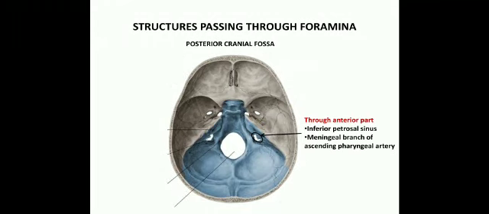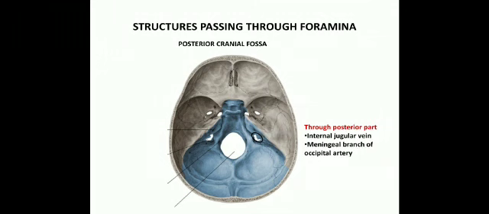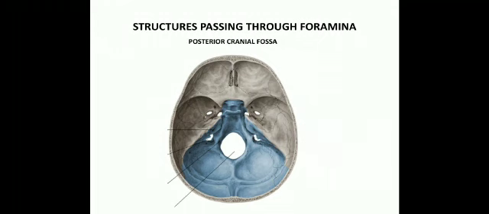Through the jugular foramen, through the anterior part the following structures pass: inferior petrosal sinus and meningeal branch of ascending pharyngeal artery. Through the middle part pass the 9th, 10th and 11th cranial nerves. And through the posterior part of the jugular foramen pass the internal jugular vein and meningeal branch of occipital artery.